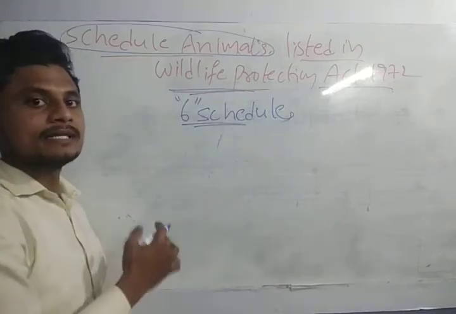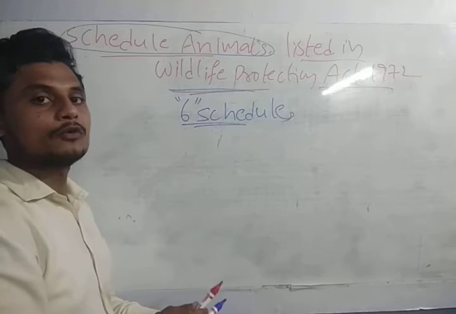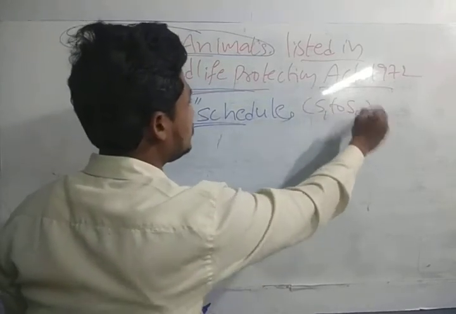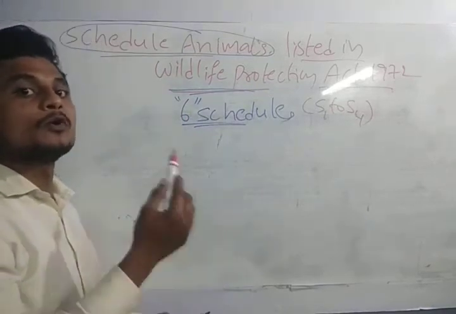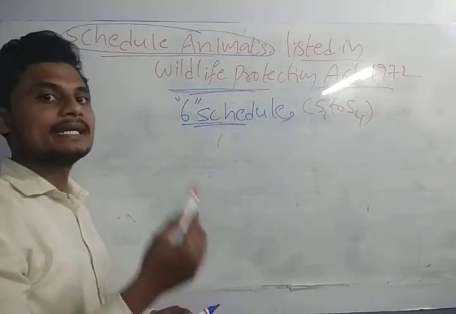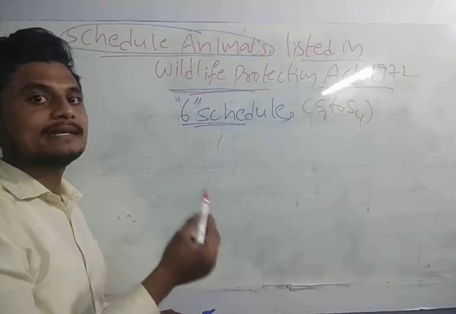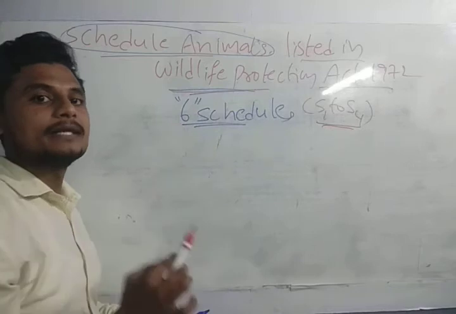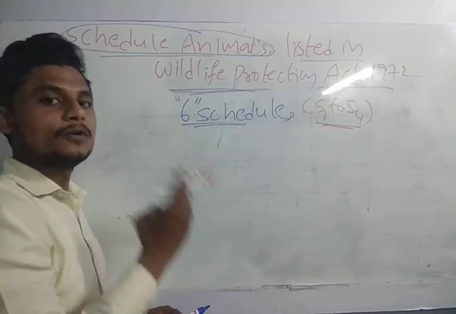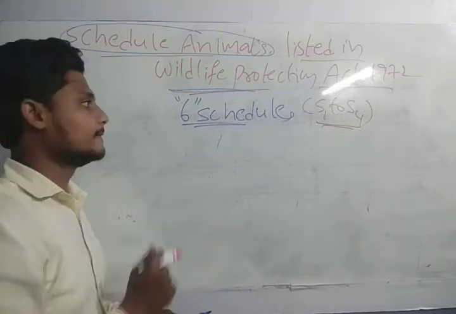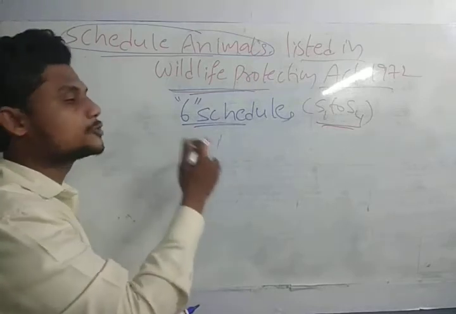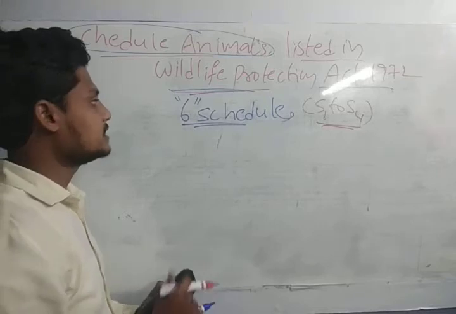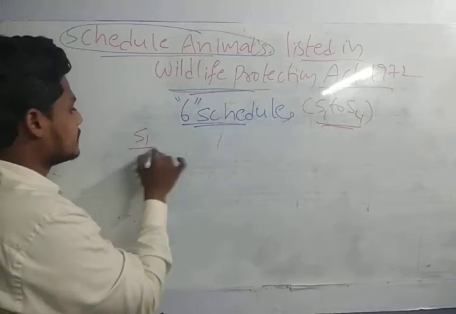Among these schedules, schedules 1 to 4 are very important. We have the most protection from schedule 1 to schedule 4. The poaching, smuggling and illegal trade of animals listed in schedule 1 to schedule 4 are prohibited. I said poaching, smuggling and illegal trade. These have been given the greatest protection. So I start my discussion with schedule 1 of this process.